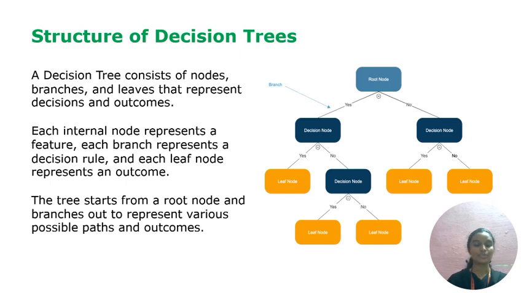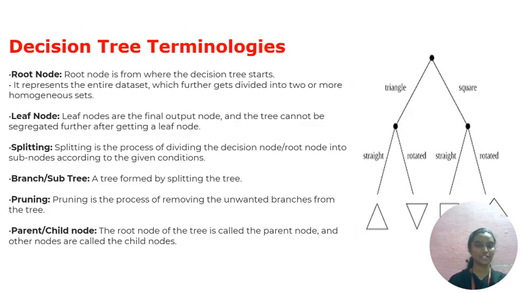The tree starts from the root node and branches out to represent the various possible paths and outcomes. From this root node, as it is divided into many subtrees, based on the input, the tree is further divided, which can give us a clearer output and possible outcomes for the given information. The decision tree terminologies.